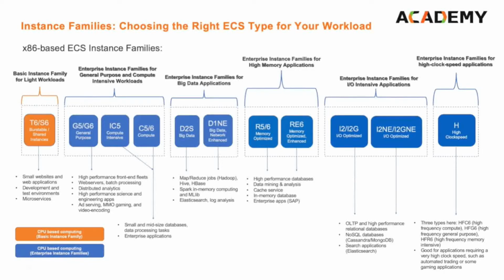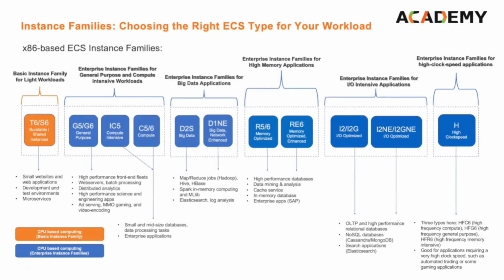In the enterprise instance families for high memory applications, we have the R5 or R6 memory optimized and RE6 memory optimized enhanced. This is normally used for high performance databases, data mining and analysis, cache service, in-memory database and enterprise applications like SAP. And then for the enterprise instance families for input output intensive applications, we have I2, I2G input output optimized, I2NE, I2GNE input output optimized, which has OLTP and high performance relational databases, NoSQL databases which are Cassandra or MongoDB, search applications like Elasticsearch.